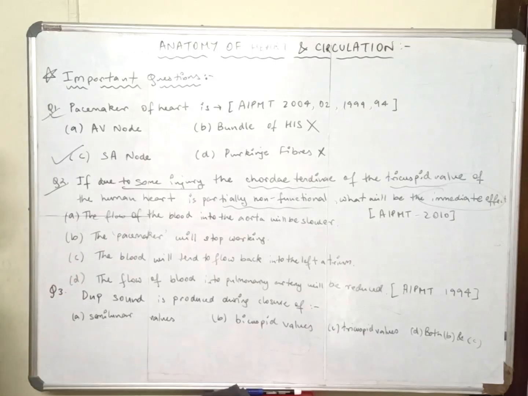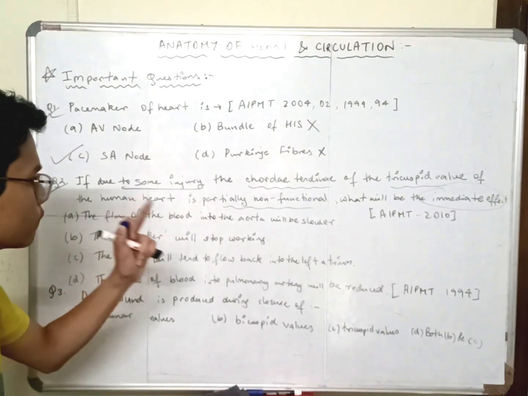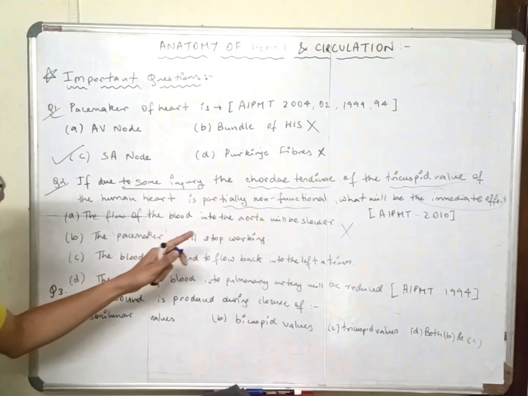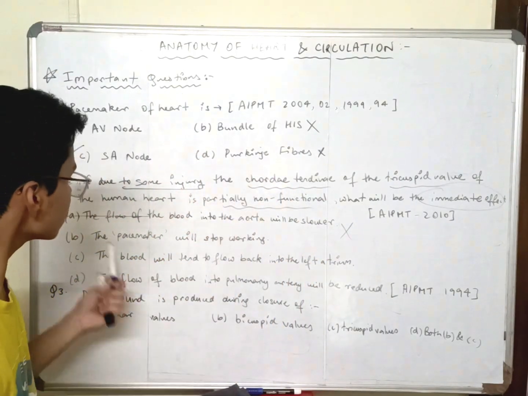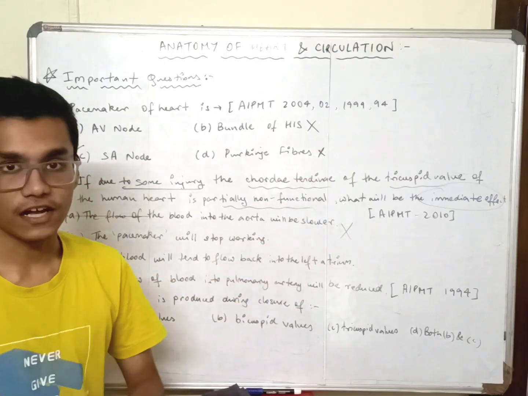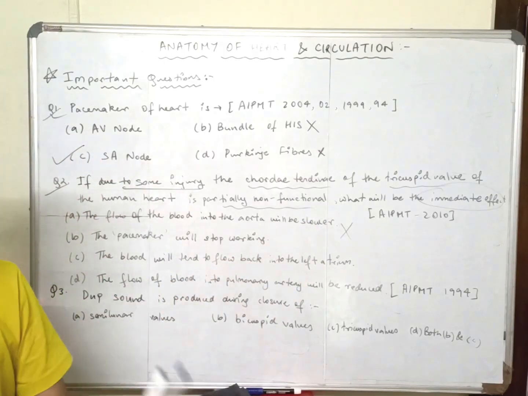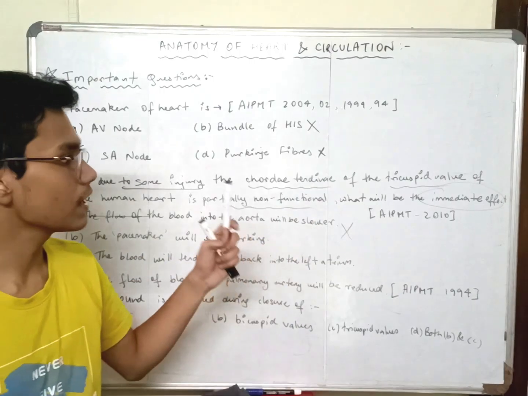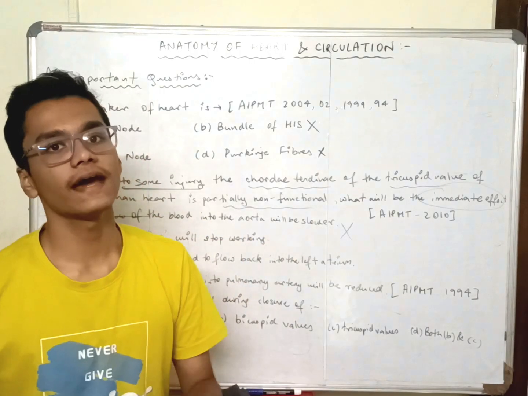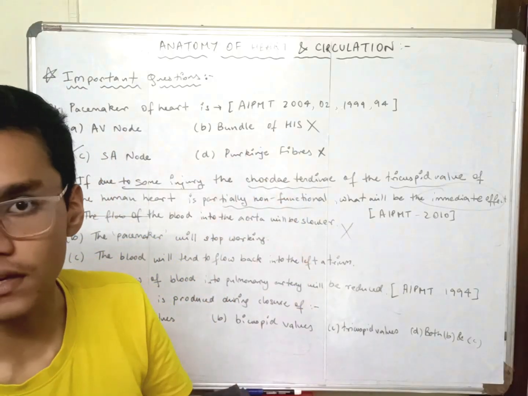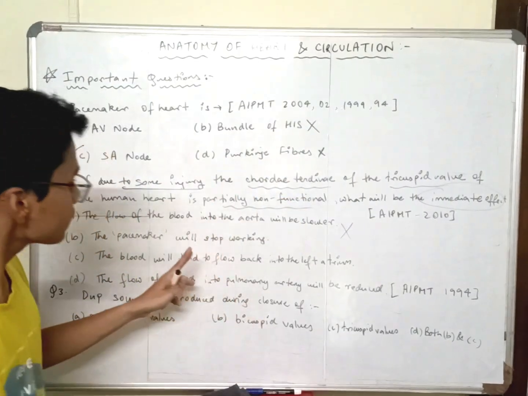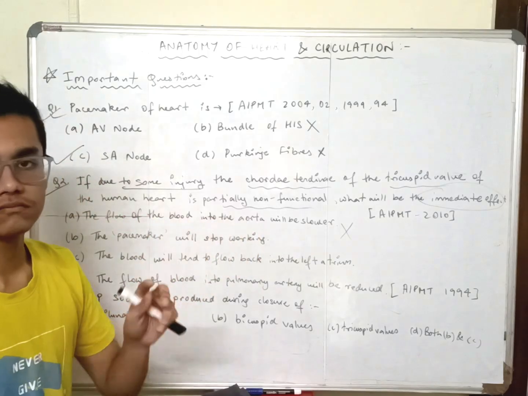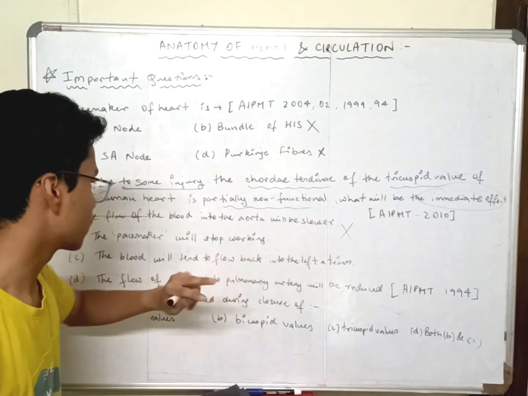The first option: the flow of the blood into the aorta will be slower. Absolutely wrong, because the aorta's flow is not regulated by a tricuspid valve. The flow of the ventricle is regulated by the tricuspid valve. If the tricuspid valve is closed, that means the blood has already entered the atrium but not the ventricle. Are you getting the concept? But it is definitely true that if it were the ventricle, then it would be slow. So that is absolutely wrong.